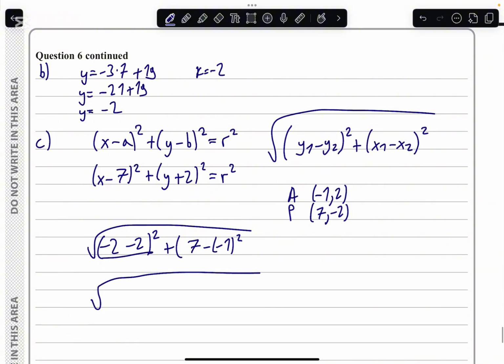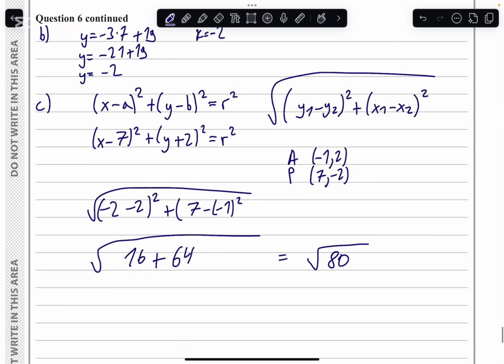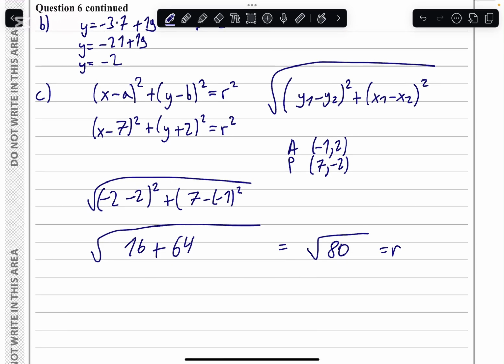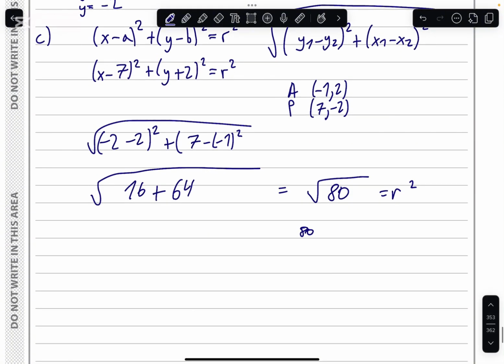So this is 4 squared, which is 16, plus 8 squared, which is 64. So we find that the radius is 16 plus 64, that is root of 80. That is the radius. And since for the equation to be complete, we need to get the radius squared, that will just be 80. So the full equation will be x minus 7 squared plus y plus 2 squared is equal to 80.